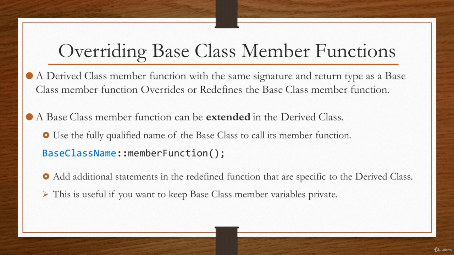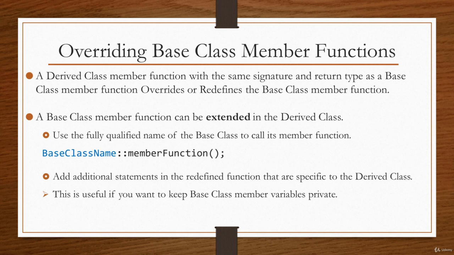Okay, so a derived class member function with the same signature and return type as the base class member function overrides or redefines the base class member function. And the base class member function can also be extended in the derived class. So in the body of the function that you are redefining in the derived class, you can use the fully qualified name of the base class to call its member function.